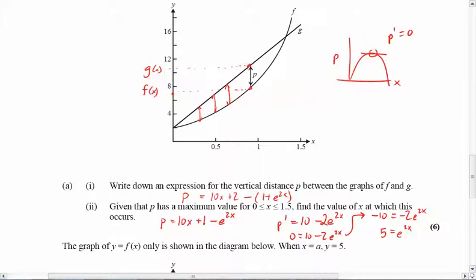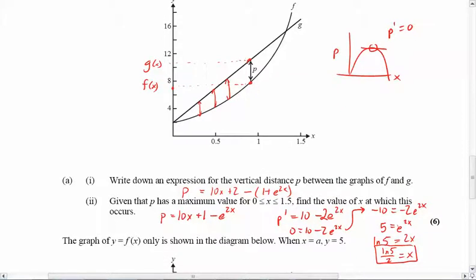I need to get x by itself, so I need to get rid of this e here. So it'll be the natural log of 5. Natural log of this side will cancel out the e, so equals 2 times x, and then divide by 2. So natural log of 5 over 2 equals x. So that right there is the value of x where the maximum occurs.